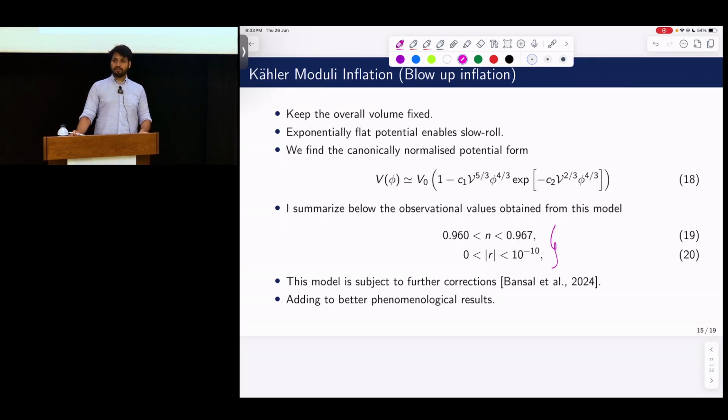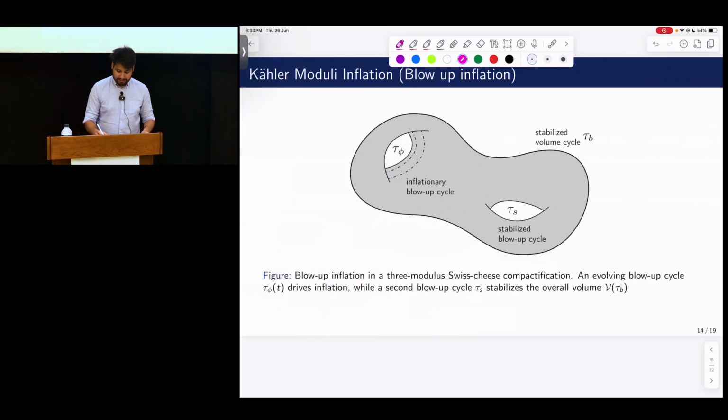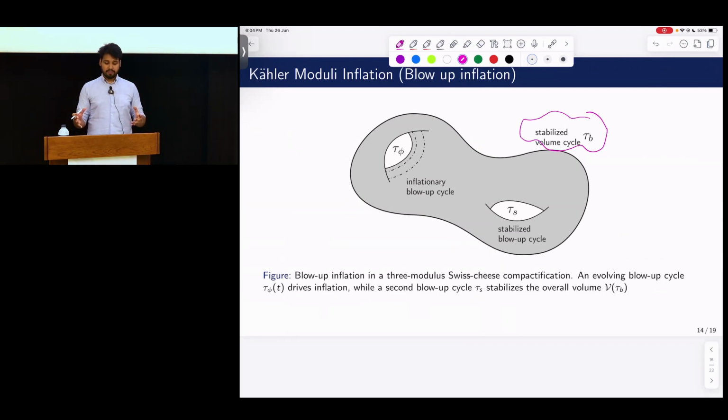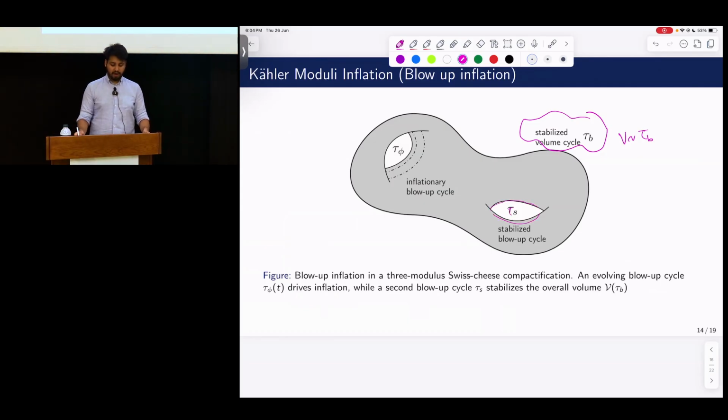But there were further contributions. Further work has been done, most recently by Bansal et al. in 2024, who added string loop corrections to the Kähler potential and found that they could circumnavigate the problem, basically leading to better phenomenological results. So what this diagram basically entails, as you can see, is the stabilized volume cycle, the overall volume, which is almost basically tau b, and then you have these blow-up cycles, tau s being the mode that drives the stabilization, and tau phi being the inflationary blow-up cycle.